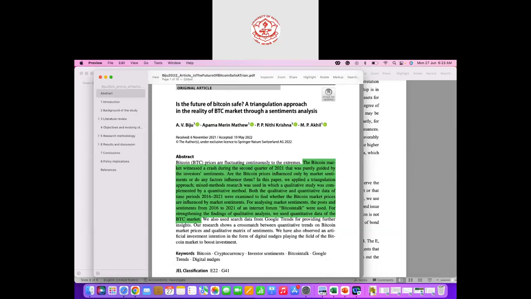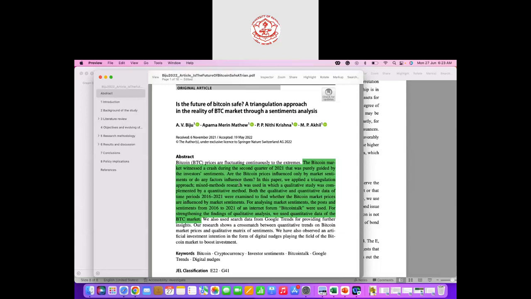This paper basically takes data of the Bitcoin prices, and the Bitcoin prices are influenced by the sentiments or the market forces. So there is a combination of theories in this BTC market. Combination means behavioral theories, like behavioral finance theories, will apply, and also fundamental factors like fundamental analysis, technical analysis and standard finance theories. All these theories put together, we are saying a triangulation approach.